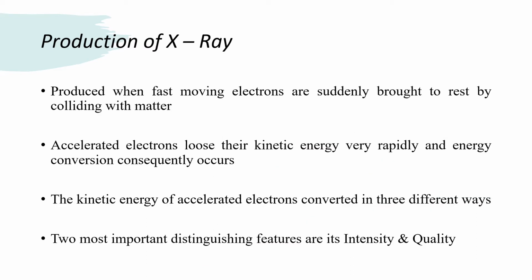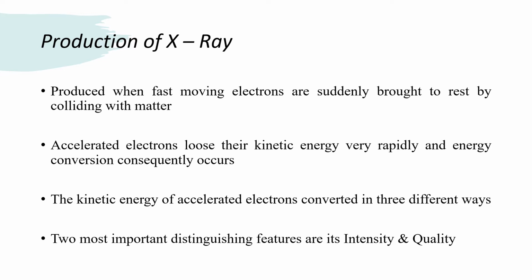Next is production of X-ray. X-rays are produced when fast moving electrons are suddenly brought to rest by collision with matter. Electrons may also lose energy by ionization and excitation of the target atoms. However, these do not result in X-ray production.